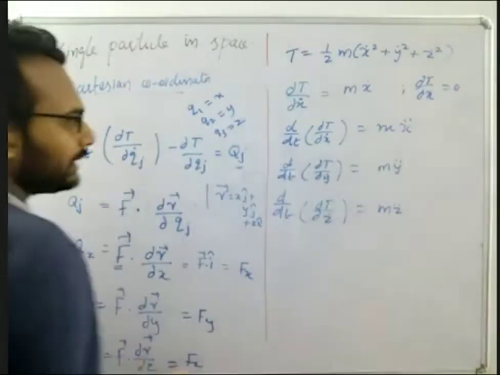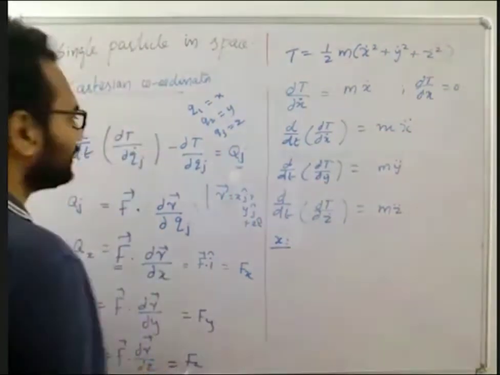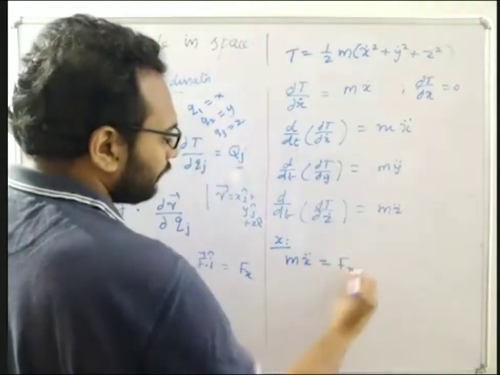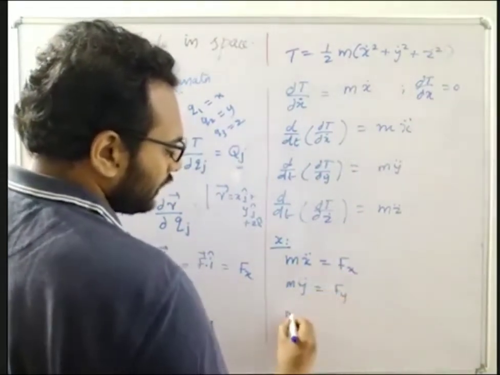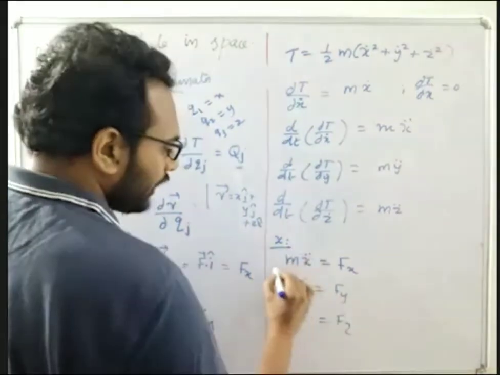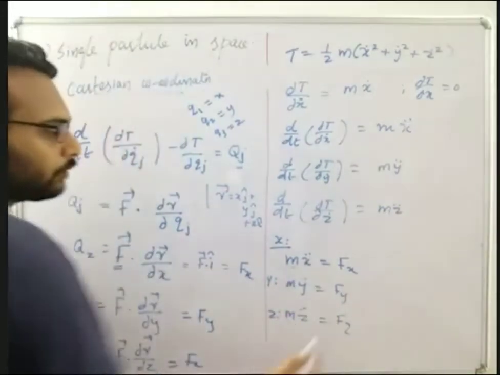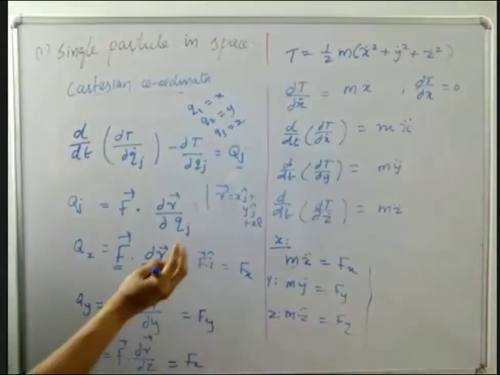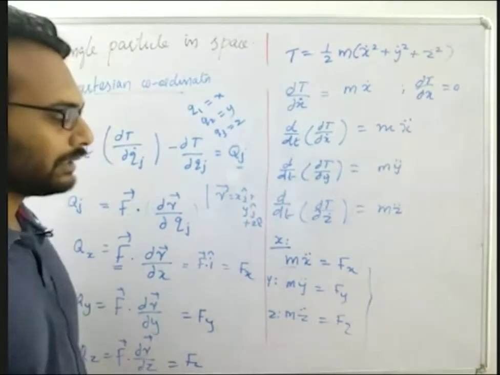So just putting it in here, you see that we get the equation of motion for x: m x double dot is equal to Fx, m y double dot is equal to Fy, m z double dot is equal to Fz. This is for x, this is for y, and this is for z. Okay, what are these? These are just Newton's equations in component form. So the Lagrangian formulation is equivalent. It gives you all the results that Newtonian equations give.